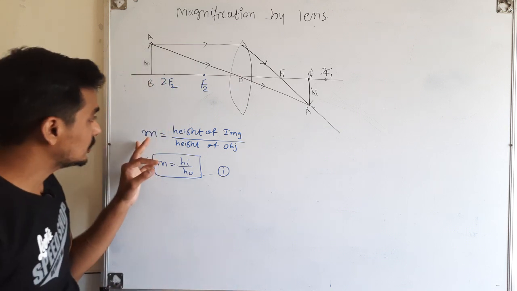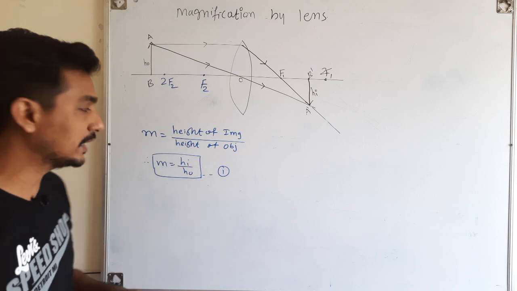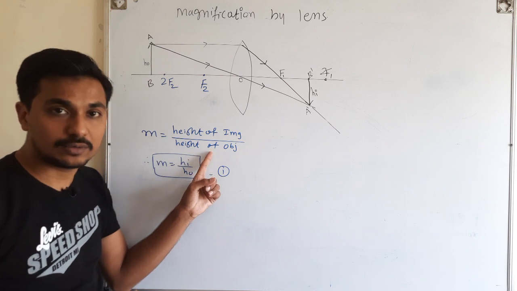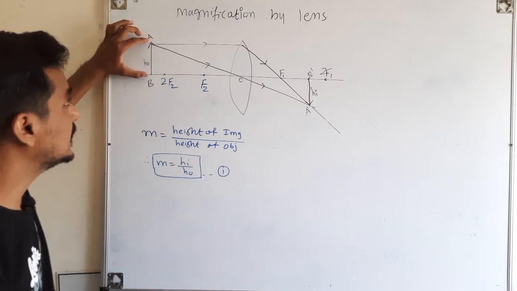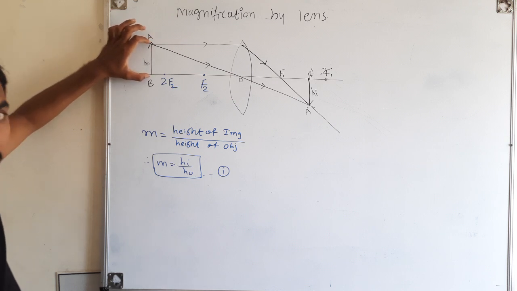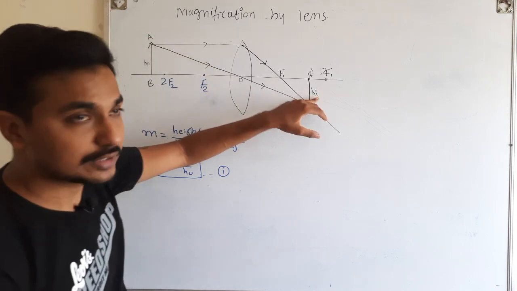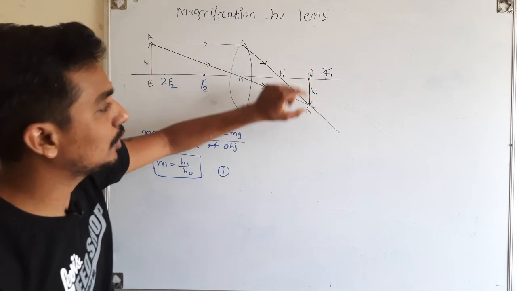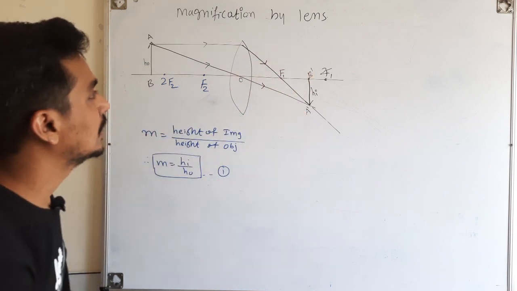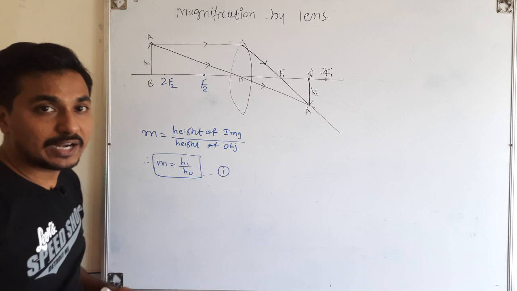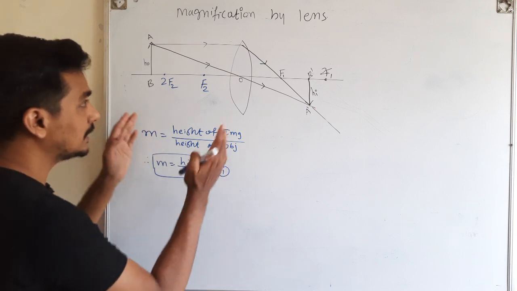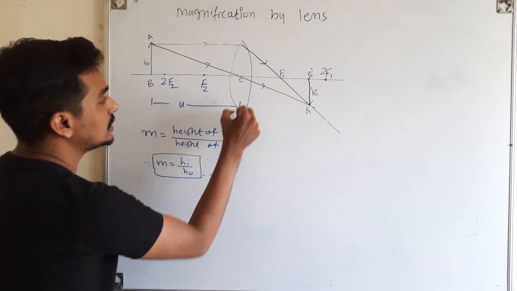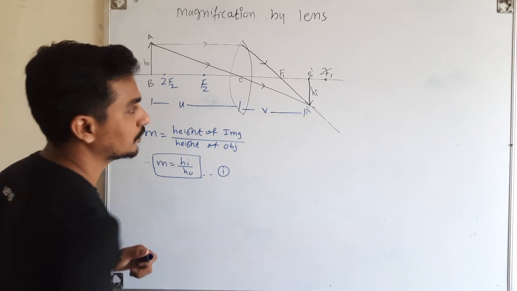So, what is the meaning of magnification? What is the definition of magnification? It is the ratio of the height of the image to the height of the object. Here we have the object whose height is HO, or AB, and here we have the image whose height is HI, or we can say A dash B dash. Now we want to find another formula relating image distance and object distance. So here we have object distance, which is u, and image distance, which is v, right?